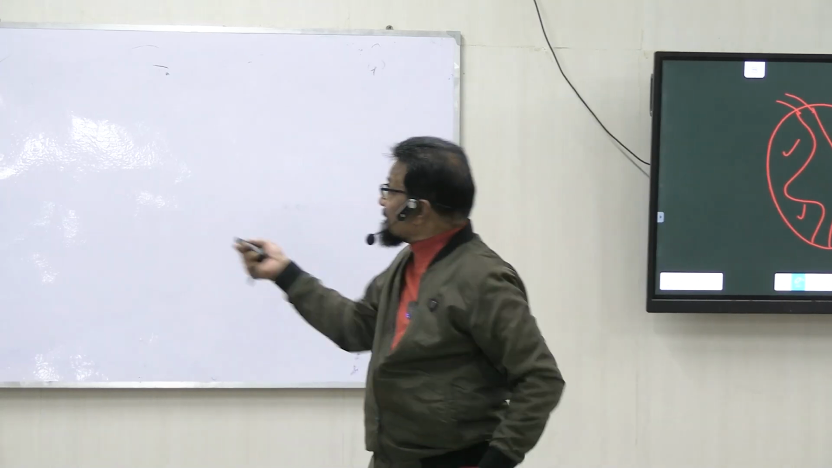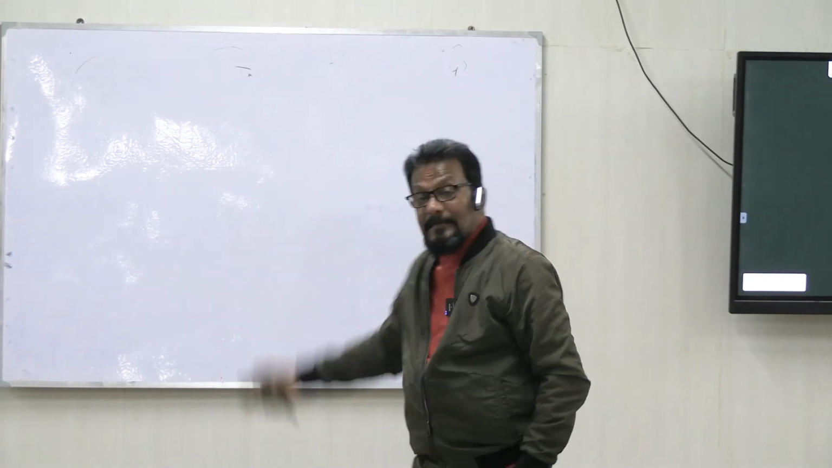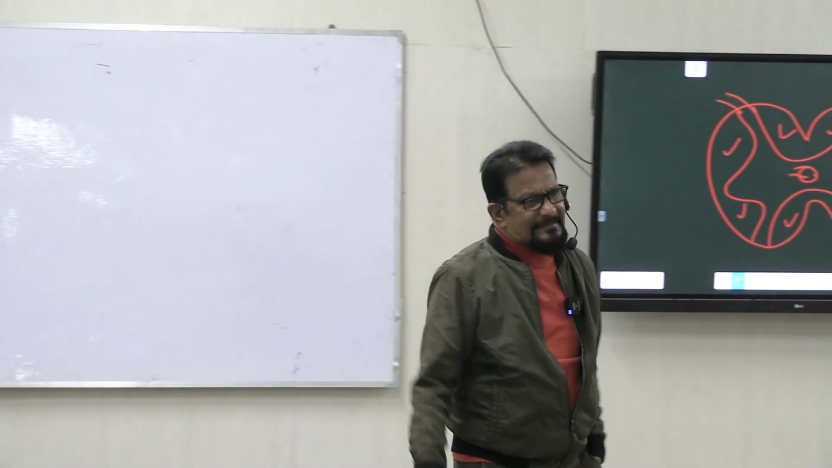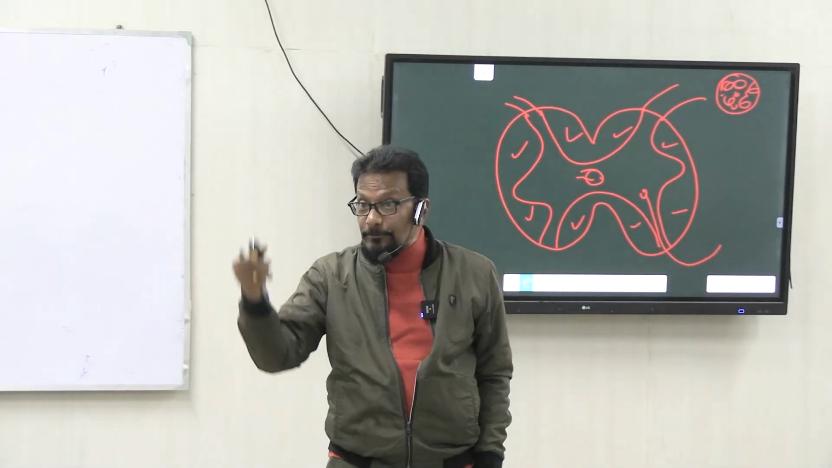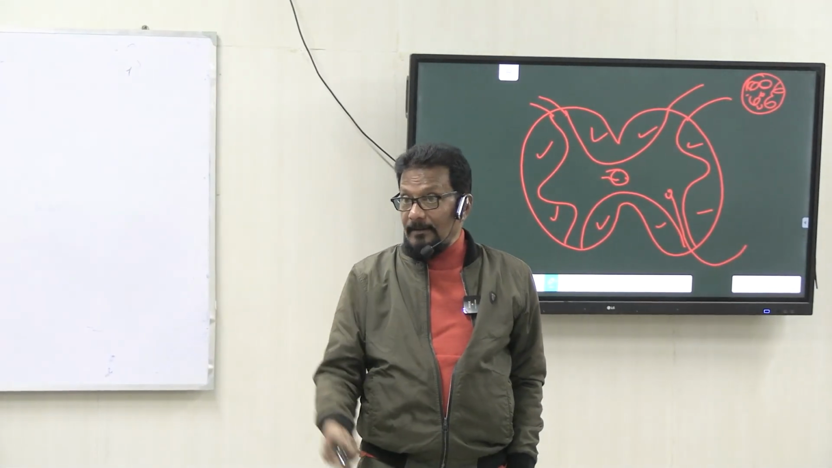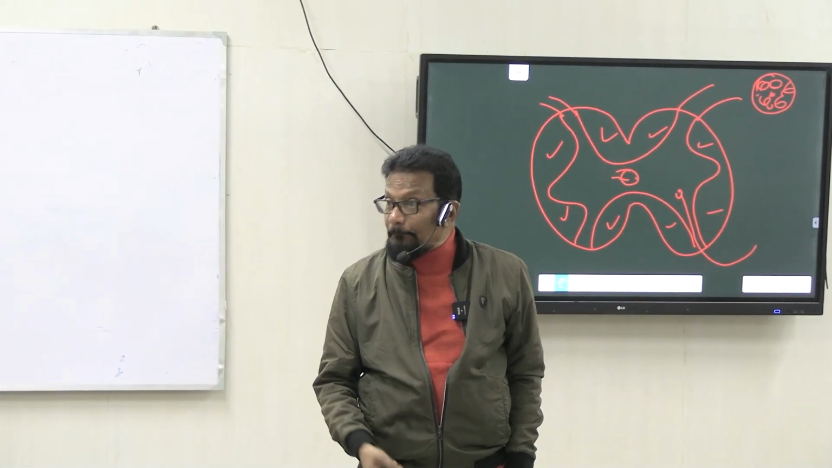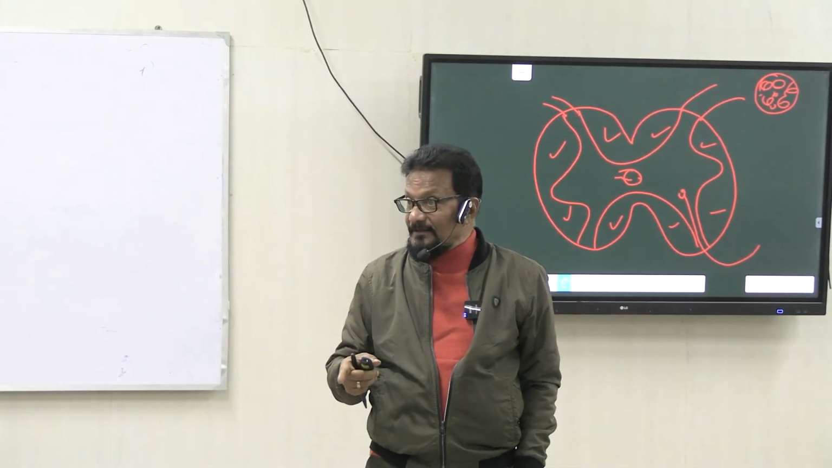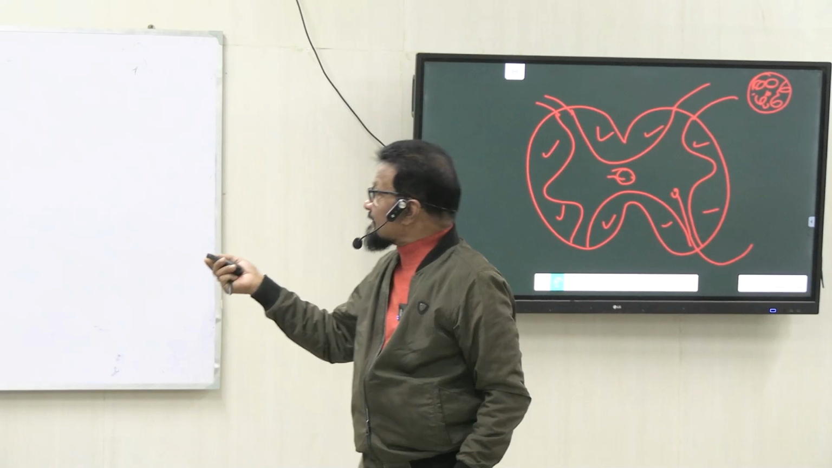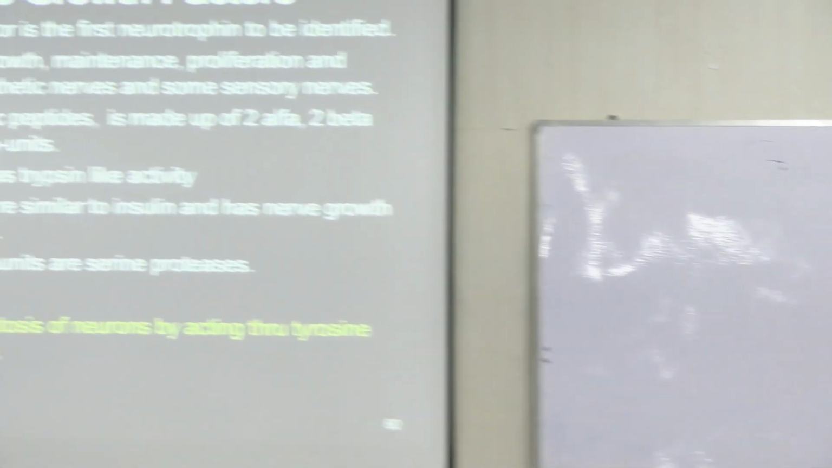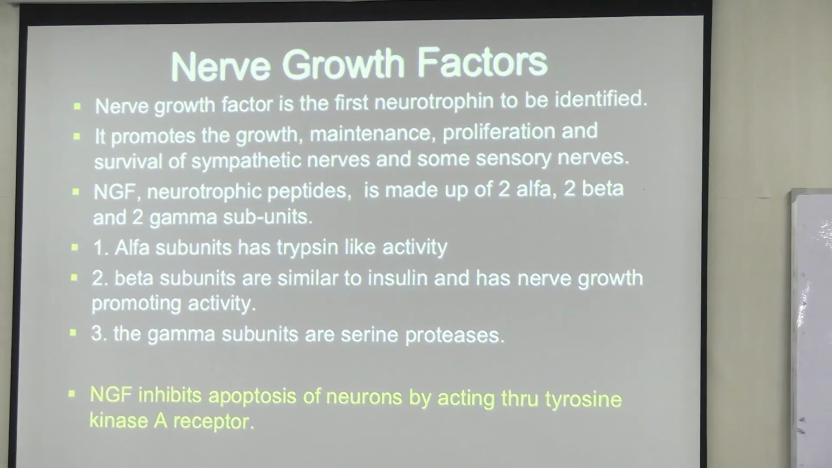So that's why this gamma subunit is heavy. There are some other peptidases that don't have a serine residue in their catalytic site, but the main enzymes must have a serine residue. So here also we can see that the gamma subunit has serine residues.